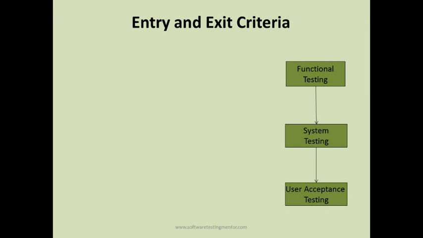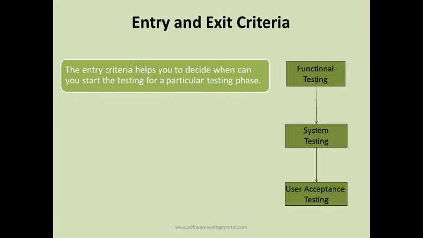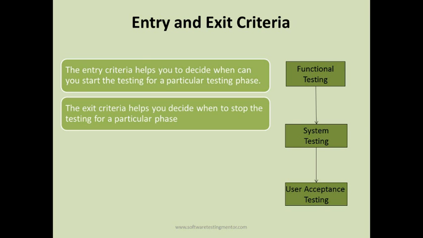So let's see a bit more about entry and exit criteria. The entry criteria helps you to decide when you can start the testing for a product testing phase. For example, if you are in the functional testing phase, the entry criteria will decide when you can start testing for that phase. Then the exit criteria helps you to decide when to stop the testing for that particular phase. For example, you entered into a functional testing phase, then when can you leave the functional testing phase?